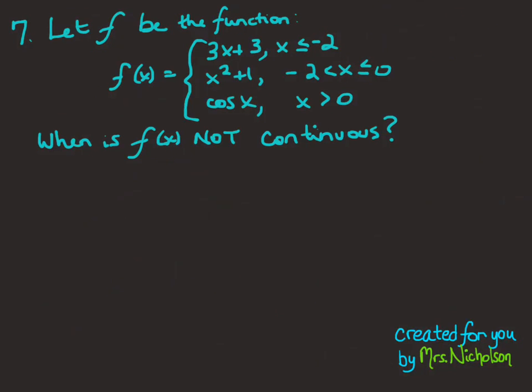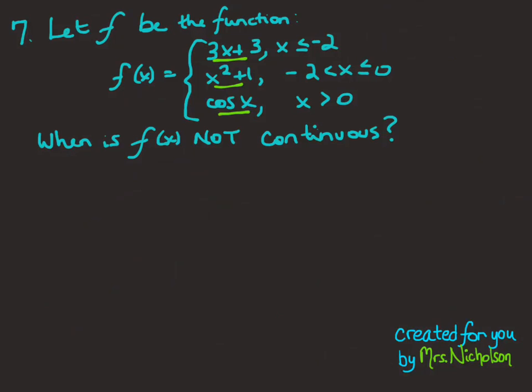On question number 7, here we have a piecewise function, and it asks us to determine when this function is not continuous. We want to find those places where it's not continuous. If I look at the pieces, I have a linear function, a parabola, and cosine, and all of those graphs are going to be continuous. So my only possibilities for discontinuity is when I'm switching from one function to the next.